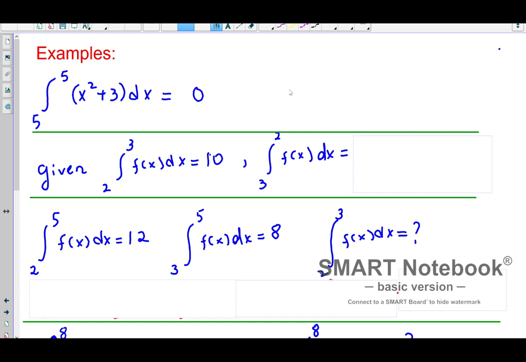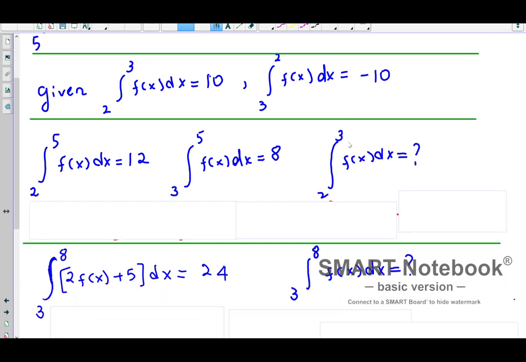Okay, what if you know the integral from 2 to 3 of the function is 10? What do you think will be the integral from 3 to 2 of the same function? If you said negative 10, you are correct. We're using properties from the previous page. What about this example? The integral from 2 to 5 of f of x dx is 12. From 3 to 5 of f of x dx is 8. What will be the value of the integral from 2 to 3 of f of x dx?